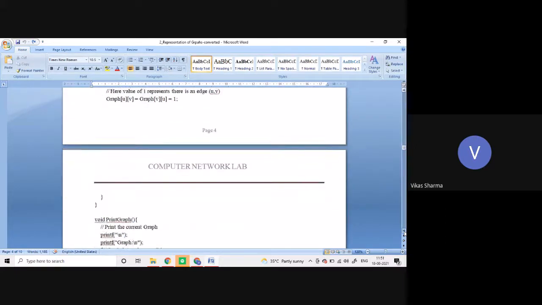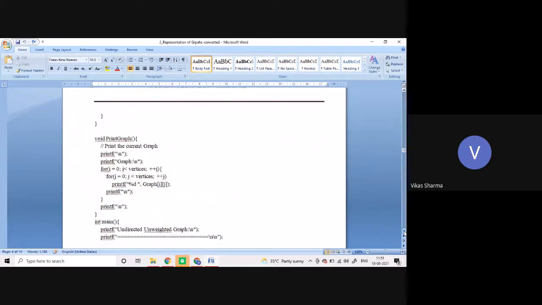Next is the void printGraph function. This is the function for printing the graph. So it prints the current graph. We are moving to the next line and printing the graph.